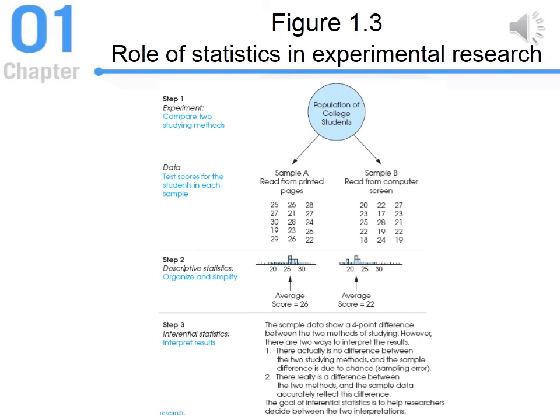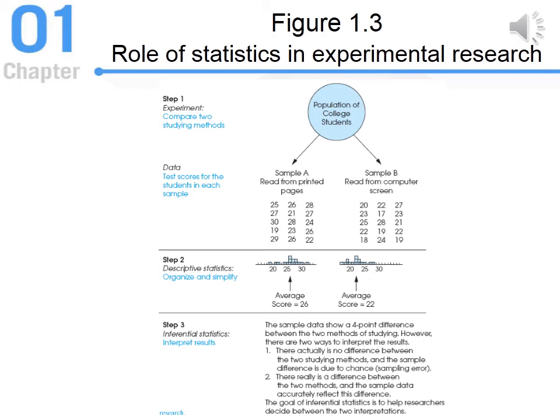In step 2, descriptive statistics have been done, so little graphs have been used to plot all of the scores from all of the participants in the 2 samples, and an average was calculated. The average test score for sample A is 26, and the average test score for sample B is 22. Nothing has been done here except describing the numbers as they existed.